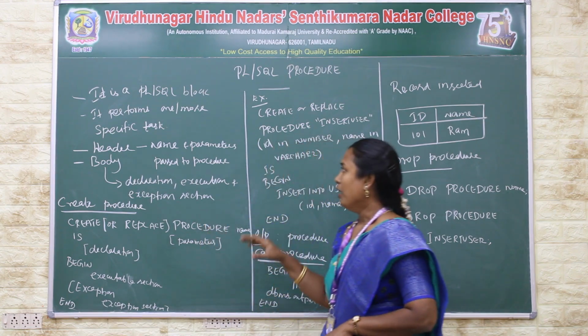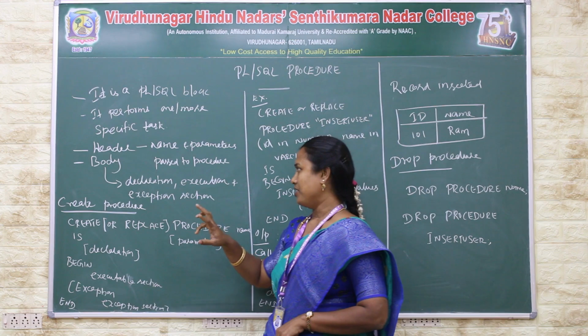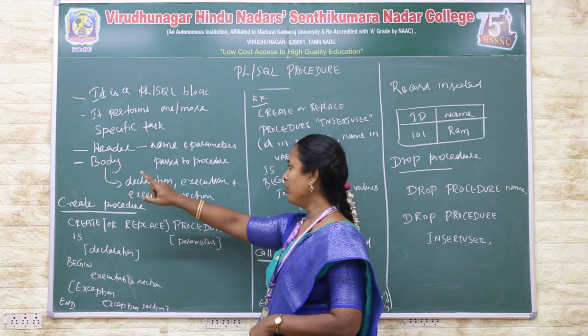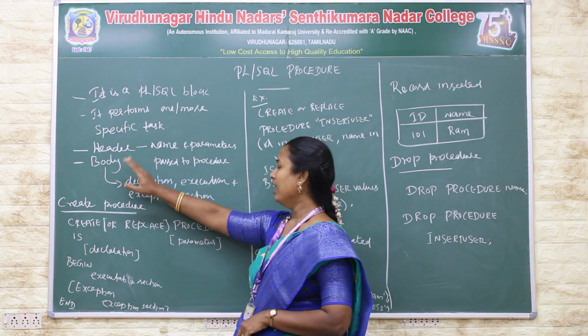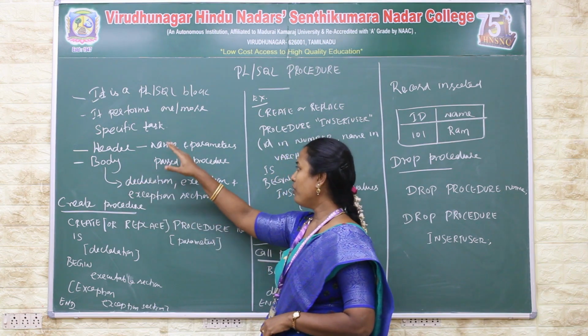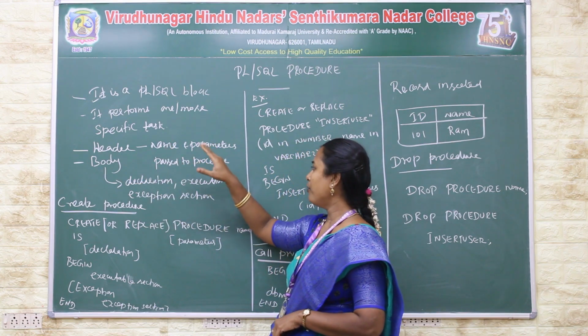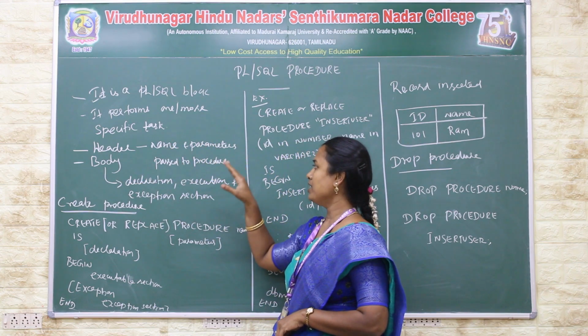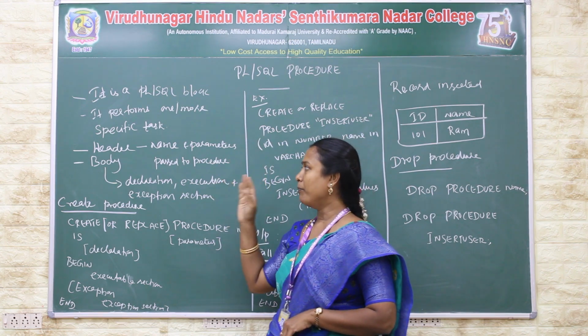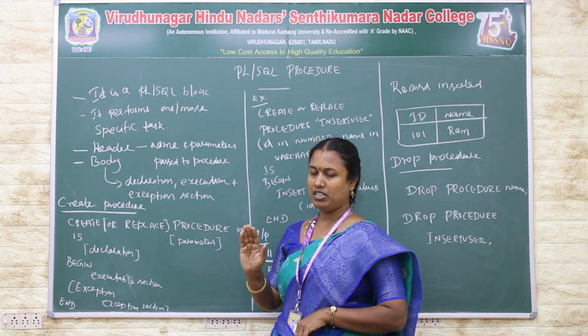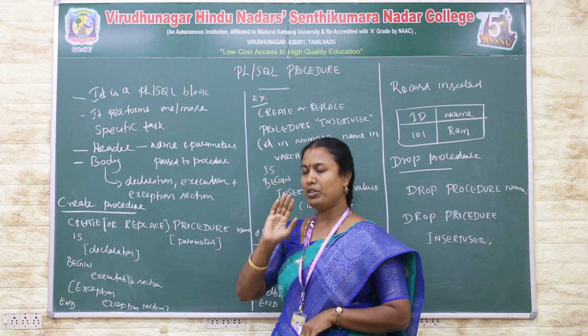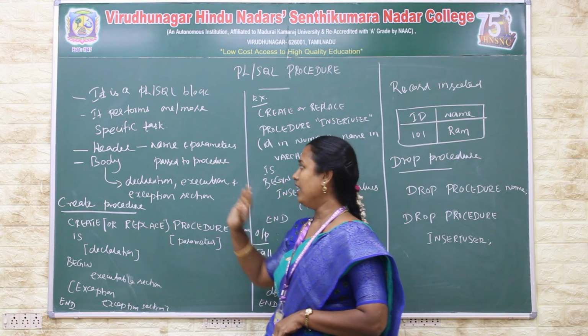Okay. Then a procedure contains two sections. The first one is the header section, and the other one is the body section. What is the header section? The header section specifies the name of the procedure and the list of parameters passed to this procedure. How many parameters are passed to the procedure, and the name of the procedure, are contained only in the header section.